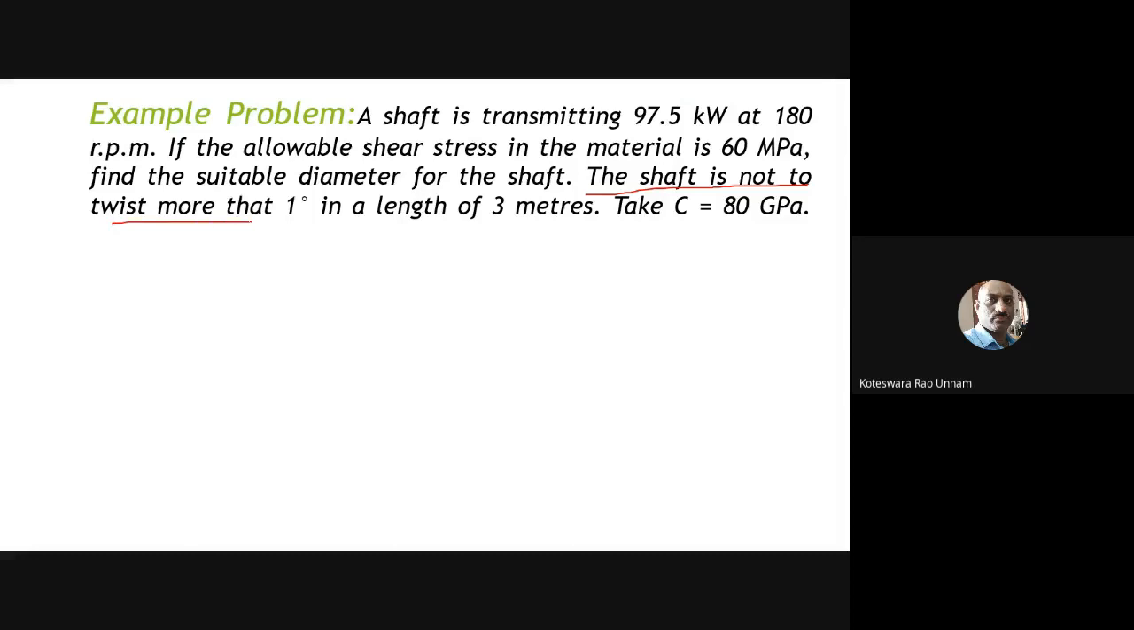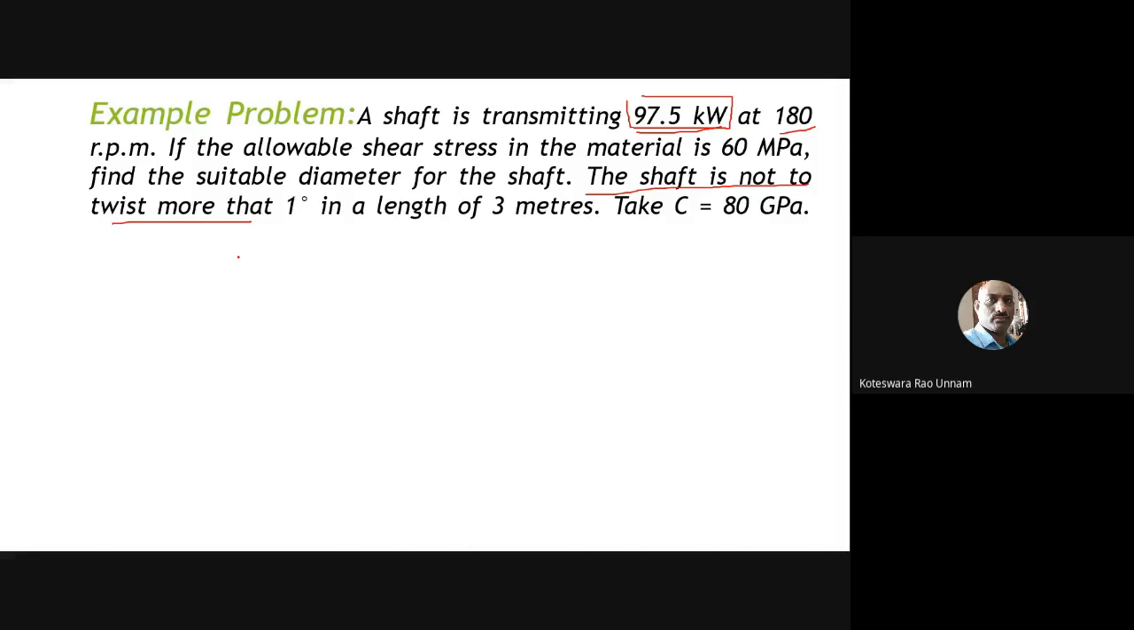So now we need to design the shaft for two conditions. First we'll take the strength condition, then we'll take the stiffness condition. Then we'll compare which one is the actual choice for the given application. For that, this is the power, which is 97.5 kilowatts, and the speed is something like 180 RPM.